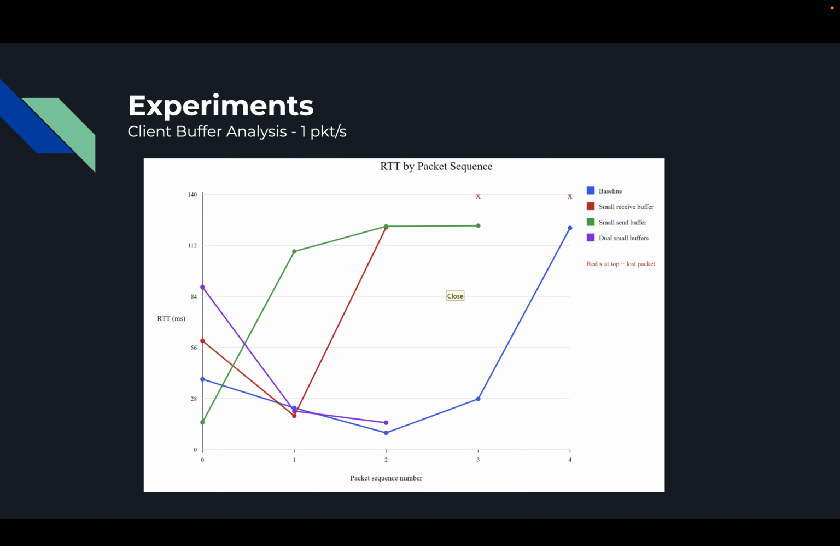And now we have a graph where we show RTT by packet sequence. This graph shows round trip time according to the packet sequence number. Each line represents one buffer configuration, and missing responses are marked as packet loss. The baseline is the most stable because every packet receives an acknowledgement. The small receive and small send buffer tests show missing packets, indicating that smaller buffers could not consistently handle the traffic. The graph also helps show not only average delay, but exactly where packet loss occurred during the run.